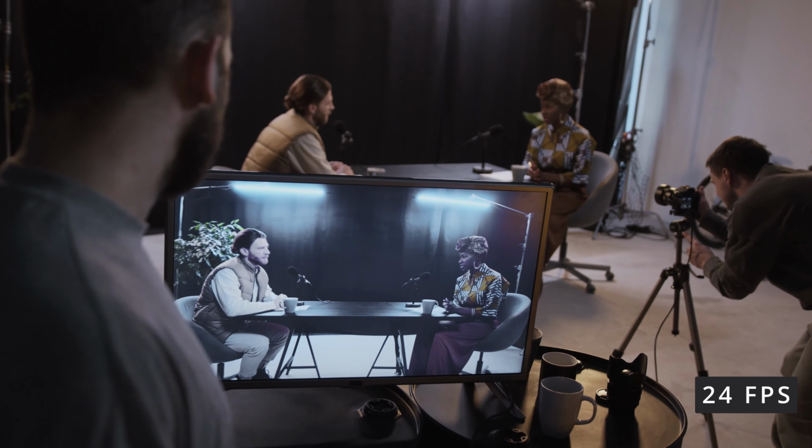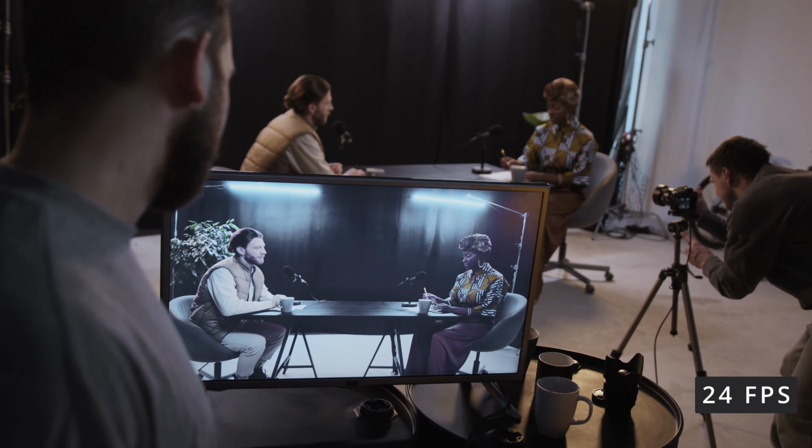It's the frame rate that's most commonly used for movies, so it's a familiar feel to audiences and may look more natural and cinematic. It is a good balance between smooth motion and efficient file size. However, it may not be sufficient for capturing fast-moving action or sports.